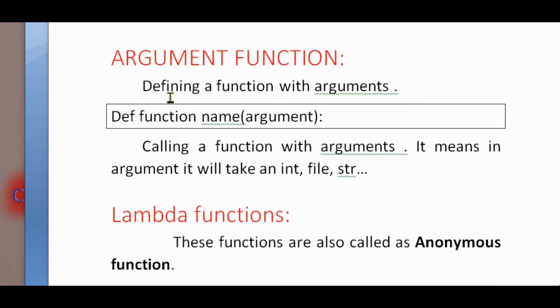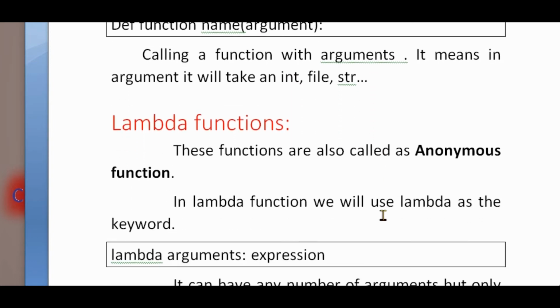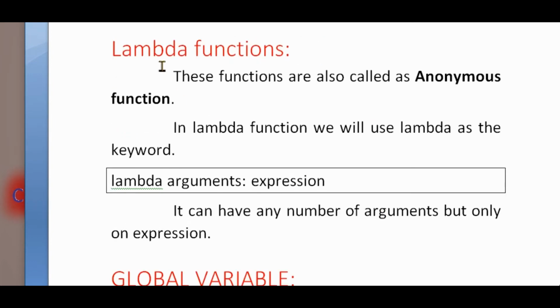And now we will see the argument function. Here we will use arguments, and we will use inbuilt functions and all. Now we can call the function by using the function name and closing the bracket with the argument. In the arguments we will use int, floats and strings, etc. And now we will see the lambda function.